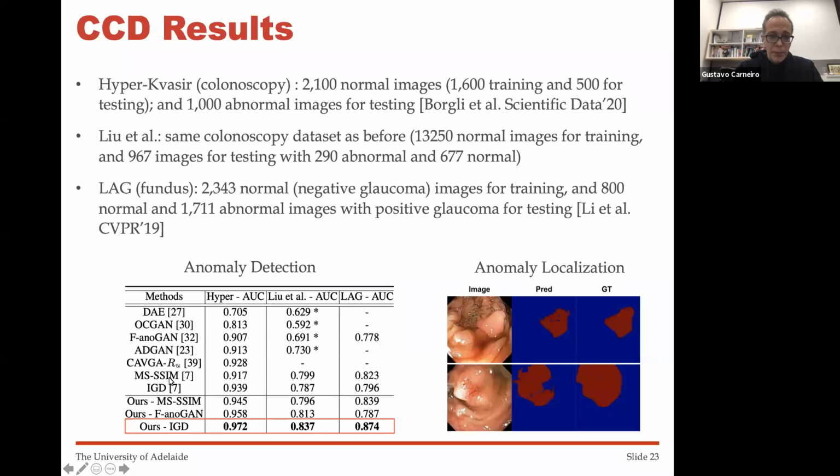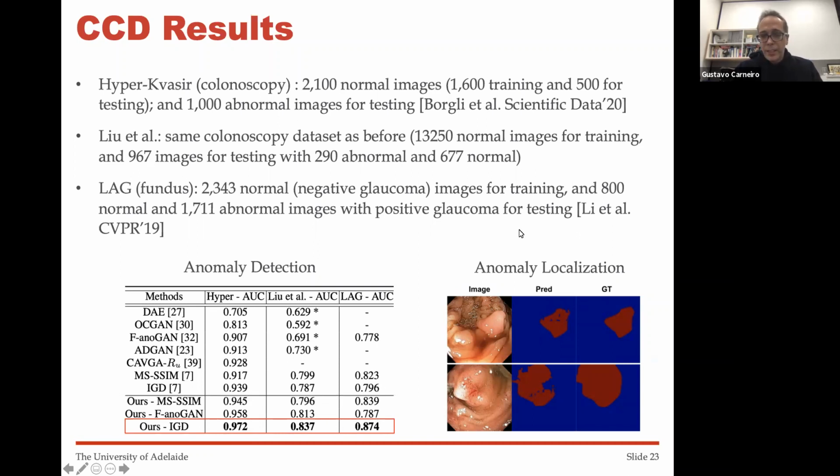We compare our results to previous zero-shot or one-class classifier-based anomaly detection. Our method works better than anything that has been proposed before, as you can see from these results. So our result here with IGD is better, by a fair amount.